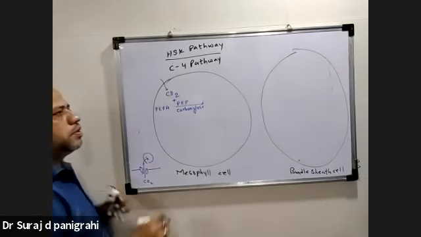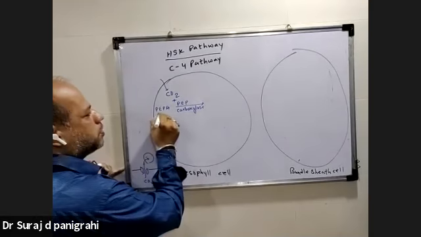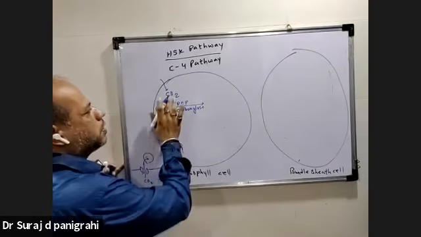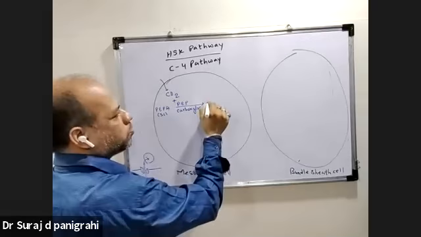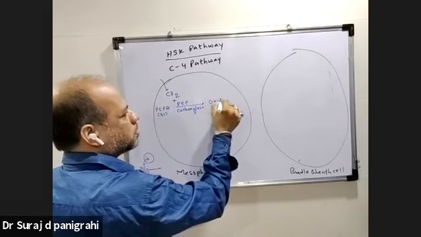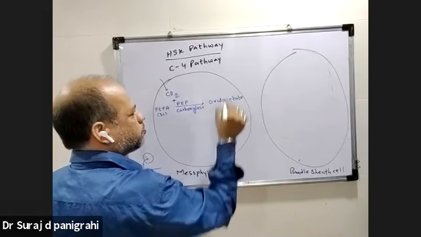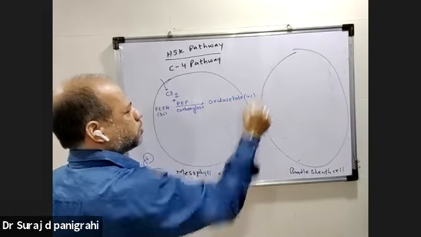Once it enters in the mesophyll cell, it reacts with phosphoenol pyruvic acid. It is a 3-carbon compound and it forms the 4-carbon molecule called oxaloacetic acid, your oxaloacetate. Oxaloacetate is a 4-carbon compound.